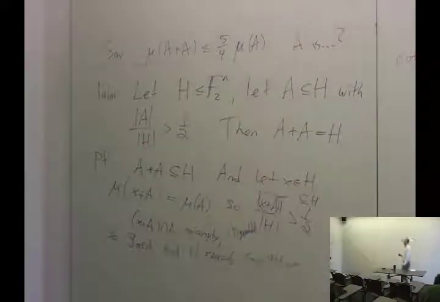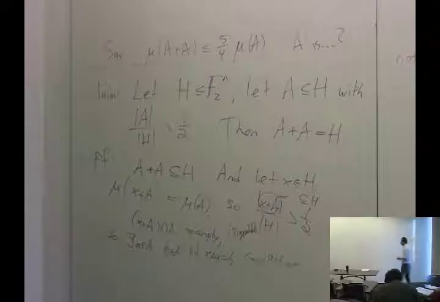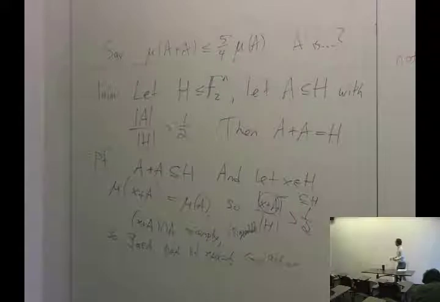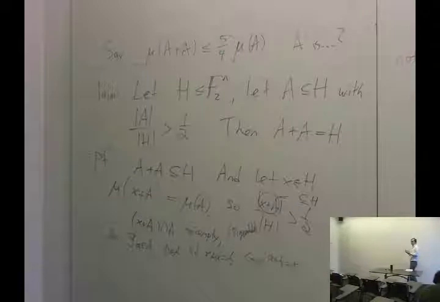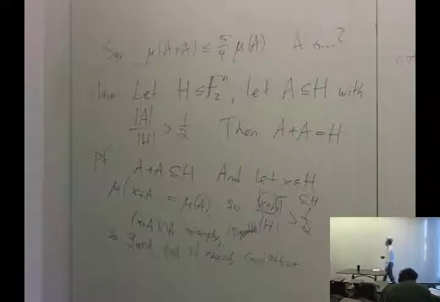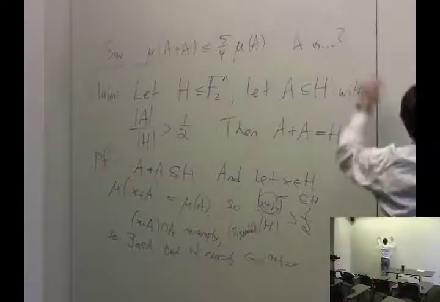Okay, I think I was the last person to follow that proof, but I guess now we all have. So this is a good thing to remember. Once you have a subset of more than half of a subgroup, if you form the sum set, you get everything. So what does that have to do with this claim, or this question up here?